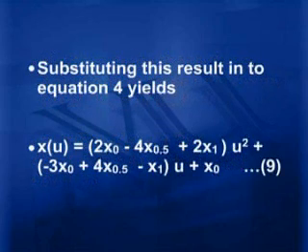Substituting this result into equation 4 yields x of u now equals 2x0 minus 4x0.5 plus 2x1 times u squared plus minus 3x0 plus 4x0.5 minus x1 times u plus x0. Let's mark it as equation 9.